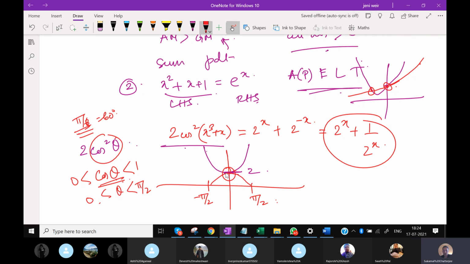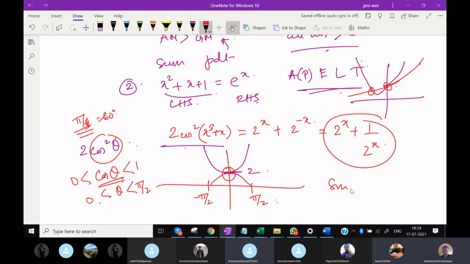This is exactly what I was telling you: whenever you have a combination of two functions, separate them out on the two sides of the equation and draw the graph for each one of them and see the points of intersection. Clear?